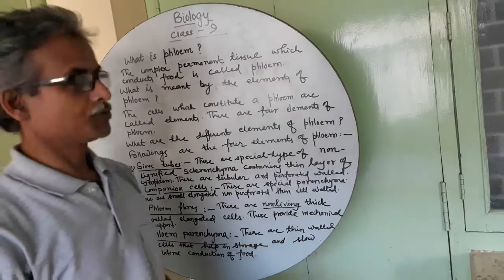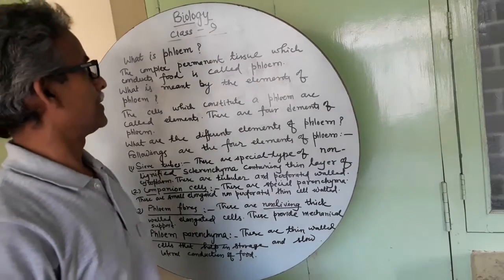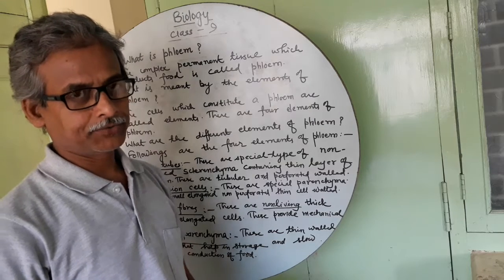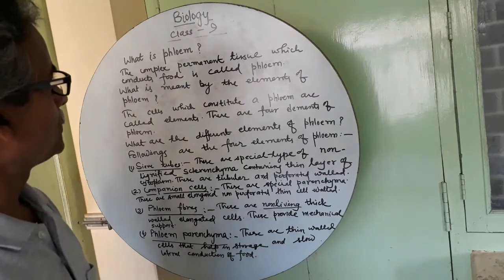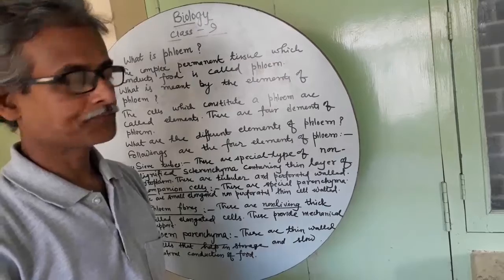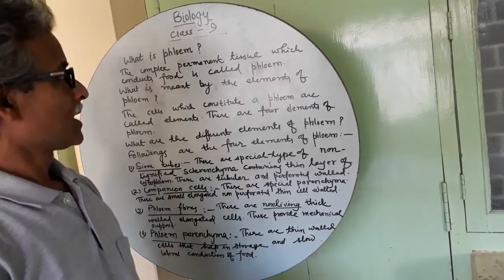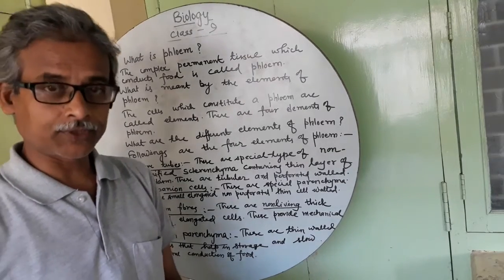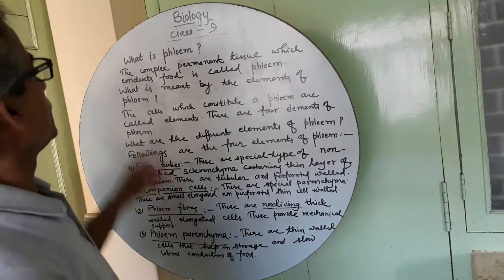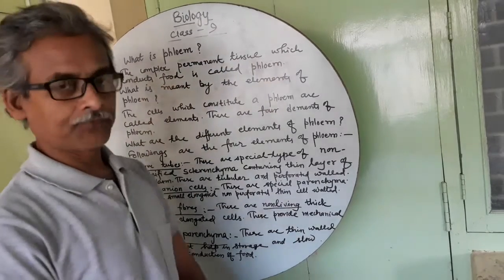And now this is the time to study about the tissue. In this chapter, we are studying about complex permanent tissue. We have learned about xylem, and now we have to learn about phloem. What is phloem? Phloem is a complex permanent tissue and it is responsible for the transportation of food. So we can say the complex permanent tissue which conducts food is called phloem.